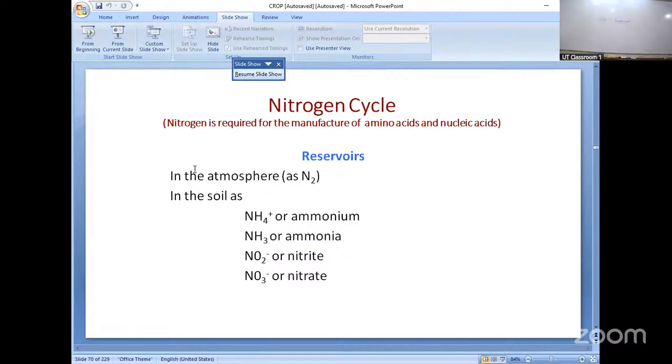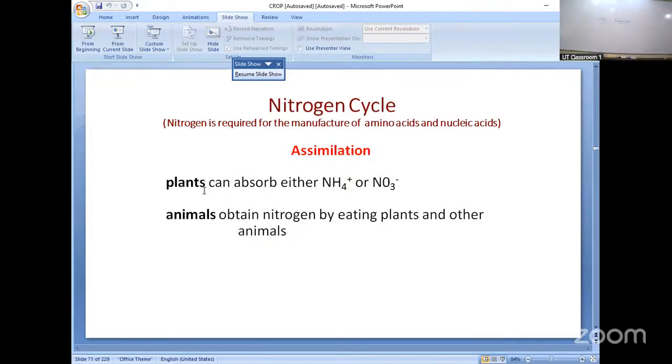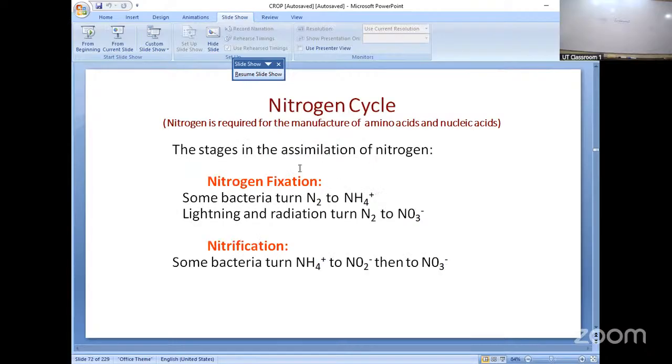So these act as a reservoir in the soil as ammonia, that is ammonia and nitrate. Plants take it in the form of these. Assimilation means plants can absorb either ammonium or nitrate, and animals obtain nitrogen by eating plants and other animals. So assimilation is there for the nitrogen.